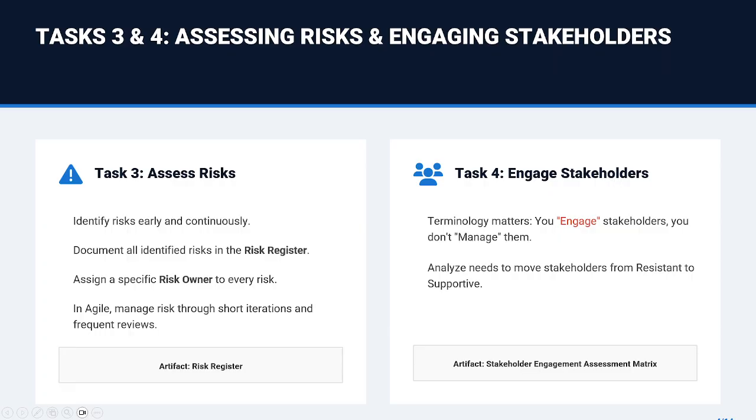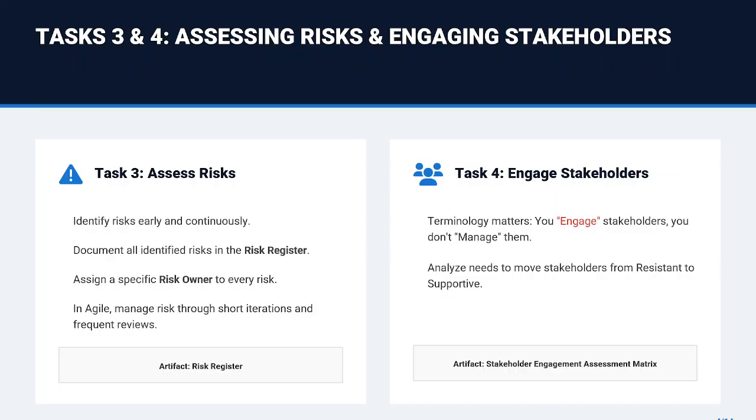Task 3 requires you to assess and manage risks. The critical exam concept here is that risks must be identified early, documented in the risk register, and assigned a risk owner. In Agile, risk is managed through short iterations and frequent reviews.